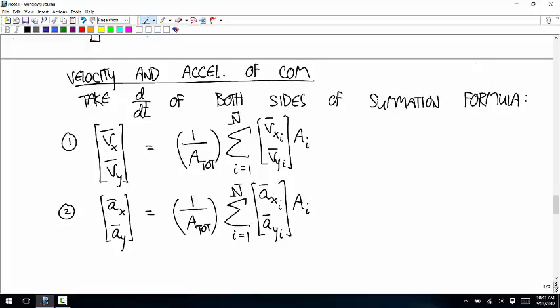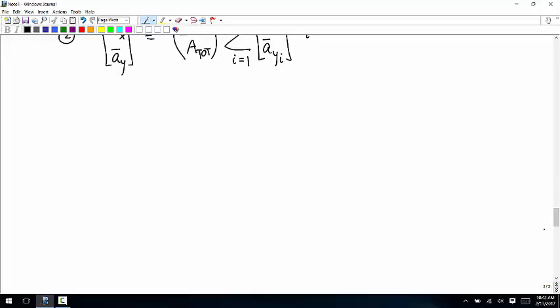Questions about that? Okay, so that's all we're going to say about centroids. Now we can go on to the mass moment of inertia about a point.